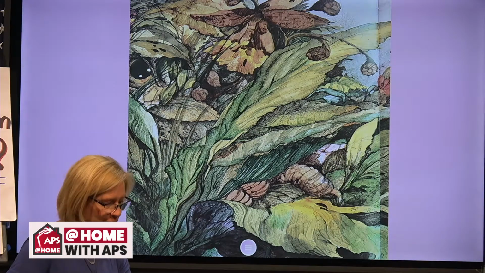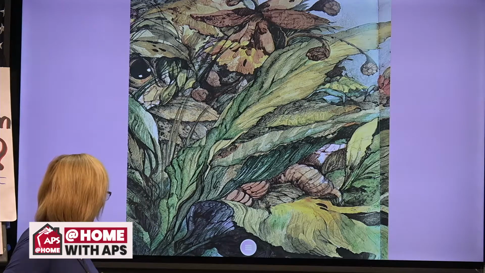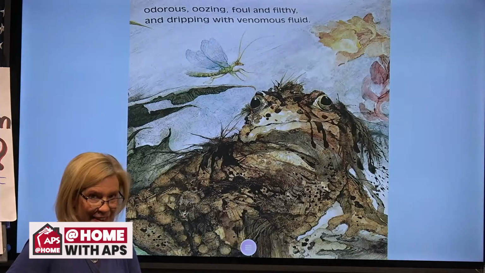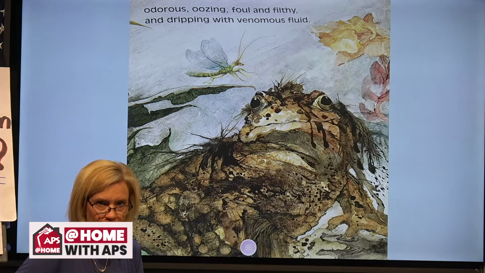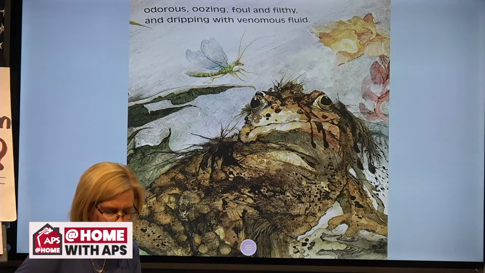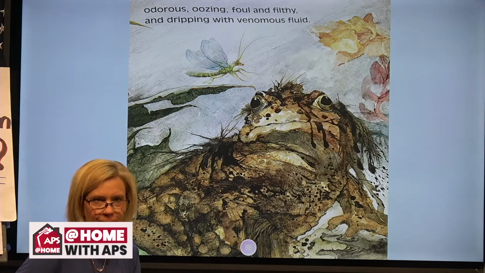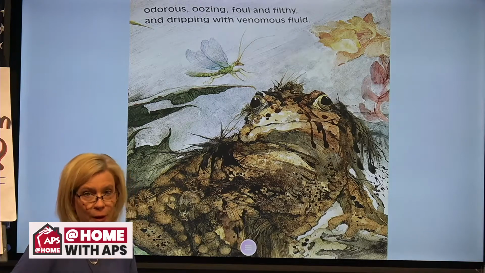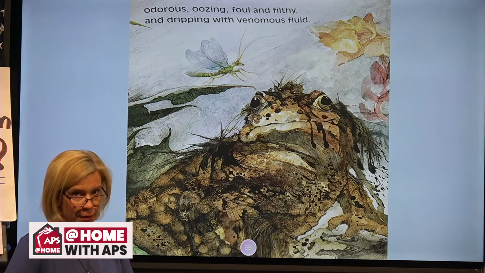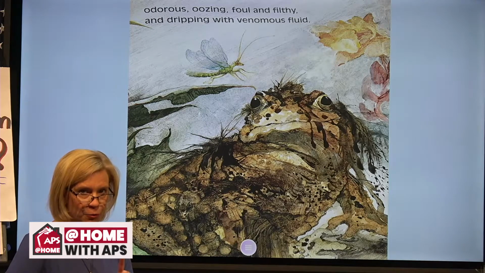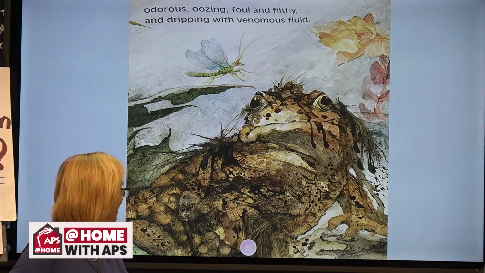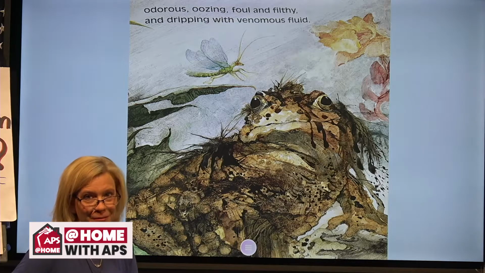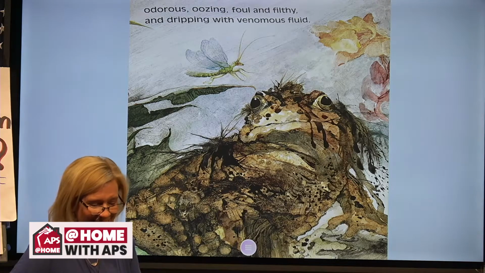Here we have a beautiful picture. Can you see the eyeball up there in the corner? Here we have some more words. Listen very carefully. Odorous, oozing, foul and filthy, and dripping with venomous fluid. Wow, I'm not sure this is an animal that I want to see. And there's one word in here that really makes me scared. Did you get that word? Can you see it up there? Venomous.